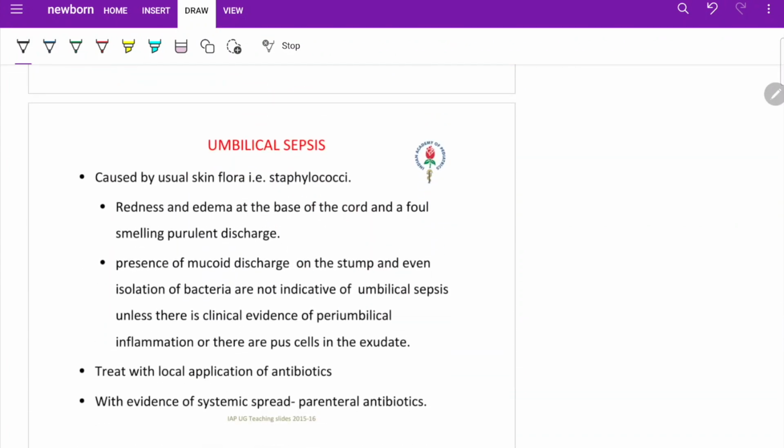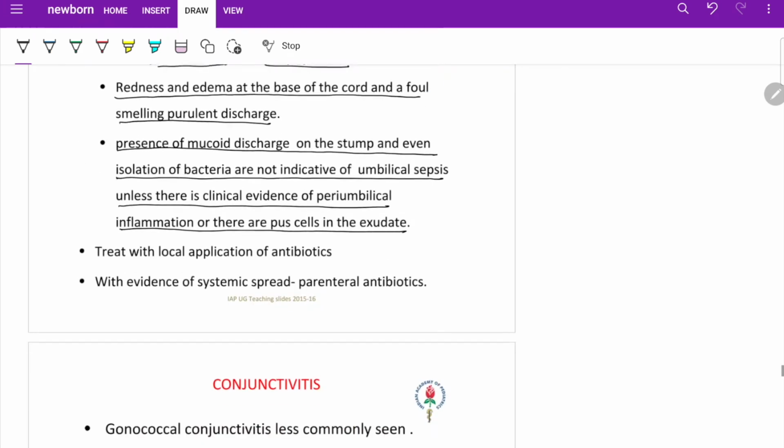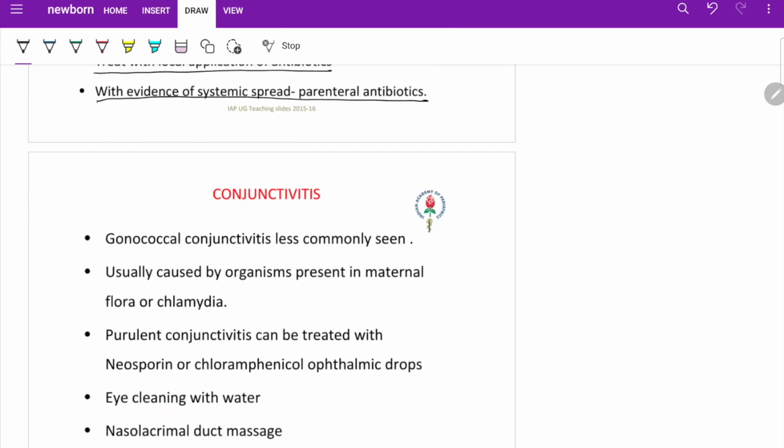And umbilical sepsis is caused by the usual skin flora, that is staphylococci. There can be redness and edema at the base of the cord and foul smelling purulent discharge. Presence of mucoid discharge on the stump or even isolation of bacteria is not indicative of umbilical sepsis unless there is clinical evidence of periumbilical inflammation or pus cells in the exudate. You treat with local application of antibiotic. With evidence of systemic spread, parenteral antibiotic is recommended.